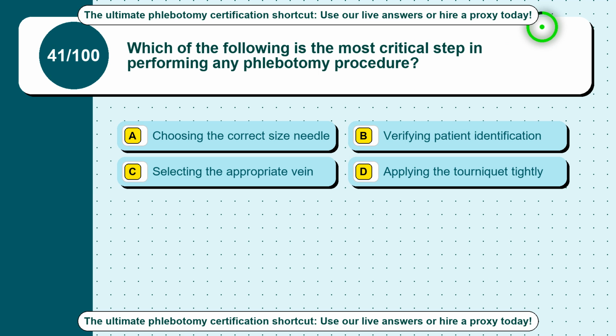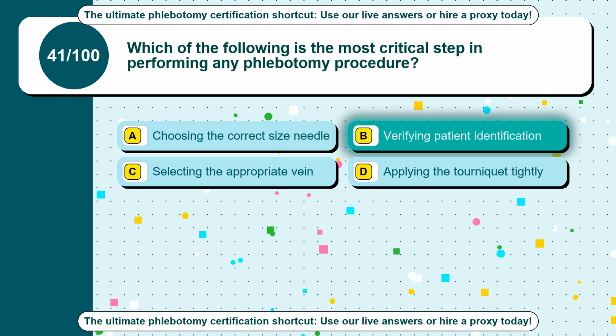Question 41. Which of the following is the most critical step in performing any phlebotomy procedure? Option A, choosing the correct size needle. Option B, verifying patient identification. Option C, selecting the appropriate vein. Option D, applying the tourniquet tightly. The correct answer is option B, verifying patient identification.